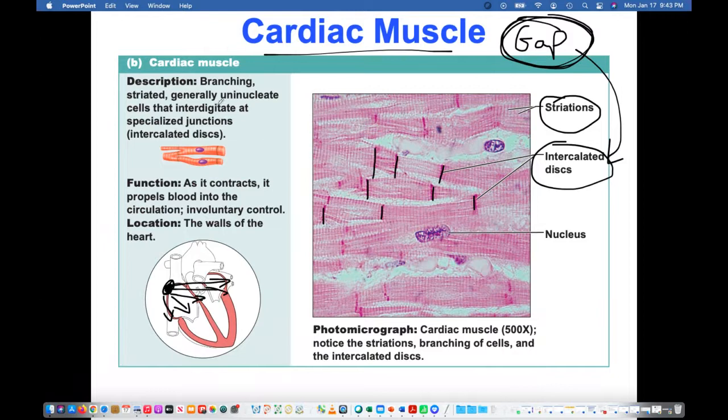Okay. So the other unique feature to cardiac is that it is branched, right? If we look here, it looks like branches of a tree. We have many branches coming off, right? So here it looks like it's a trunk, and then we have different branches coming off of it. So if it's highly branched, we call it cardiac, especially if we see those intercalated discs and they look striated.